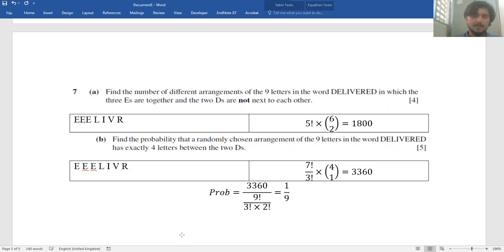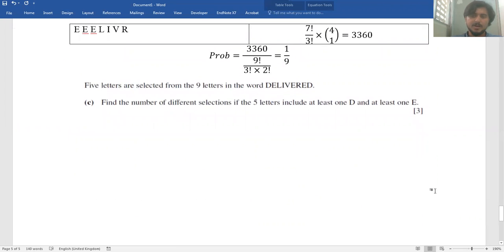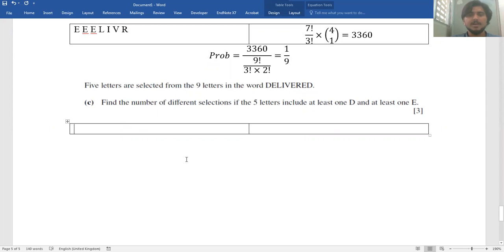5 letters are selected. I have told you people, whenever we have selection and repetition is possible, we should always make conditions and then count. So we'll make conditions in order to avoid error. 5 letters are selected from the 9 letters in the word delivered. Find the number of different selections if the 5 letters include at least 1 D and at least 1 E. So we'll start with 1 D and 1 E and any 3 other letters.